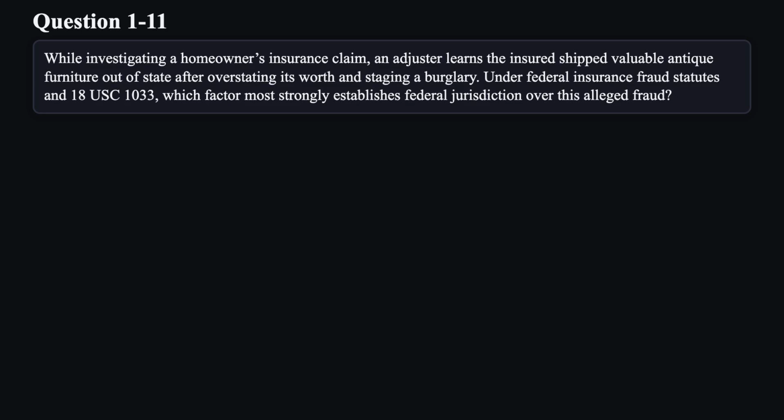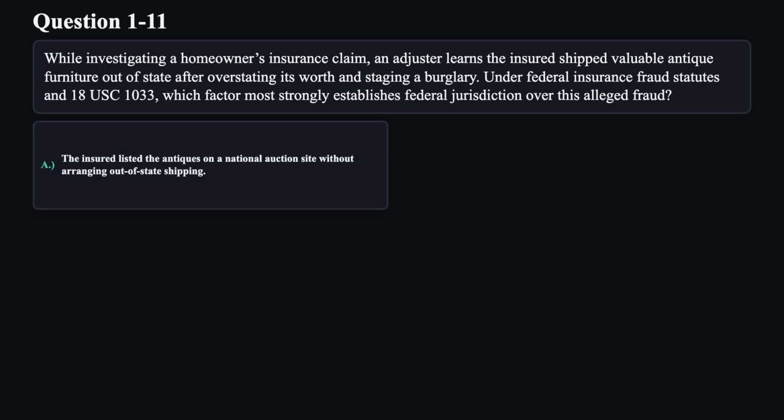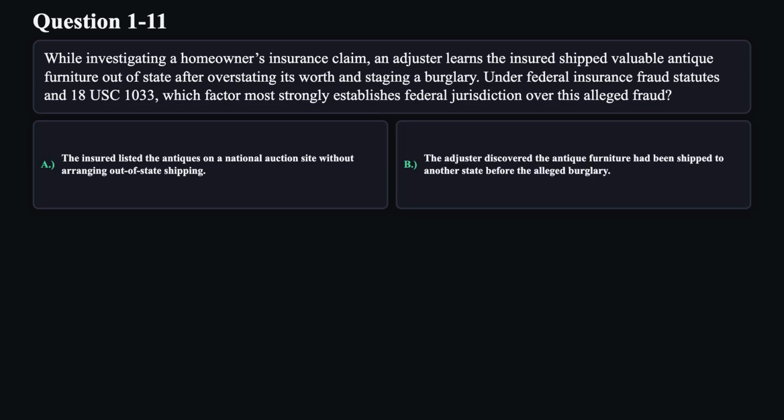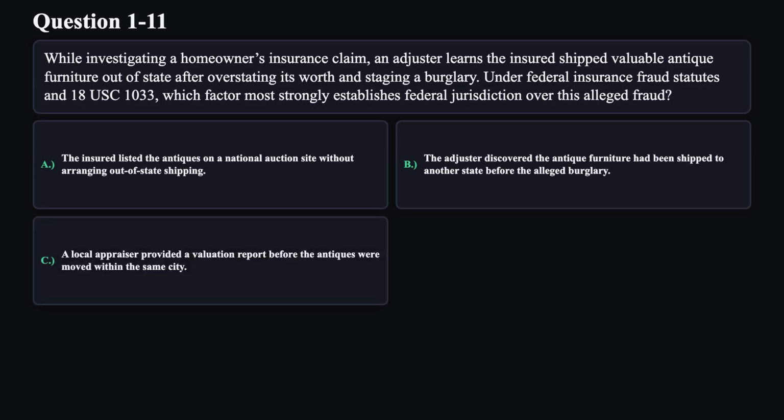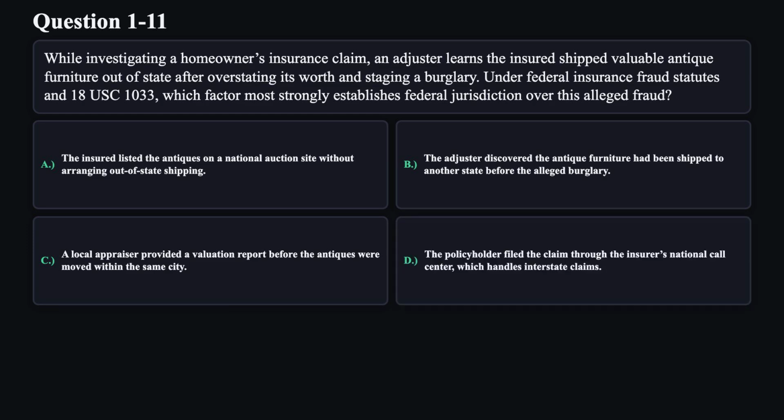Under federal insurance fraud statutes and 18 U.S.C. 1033, which factor most strongly establishes federal jurisdiction over this alleged fraud? A. The insured listed the antiques on a national auction site without arranging out-of-state shipping. B. The adjuster discovered the antique furniture had been shipped to another state before the alleged burglary. C. A local appraiser provided a valuation report before the antiques were moved within the same city. D. The policyholder filed the claim through the insurer's national call center, which handles interstate claims.